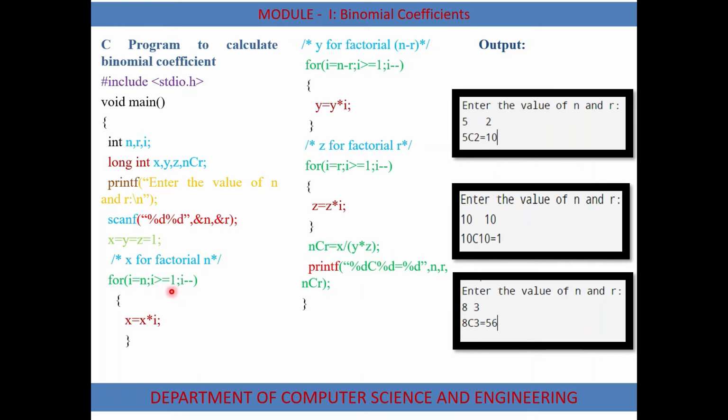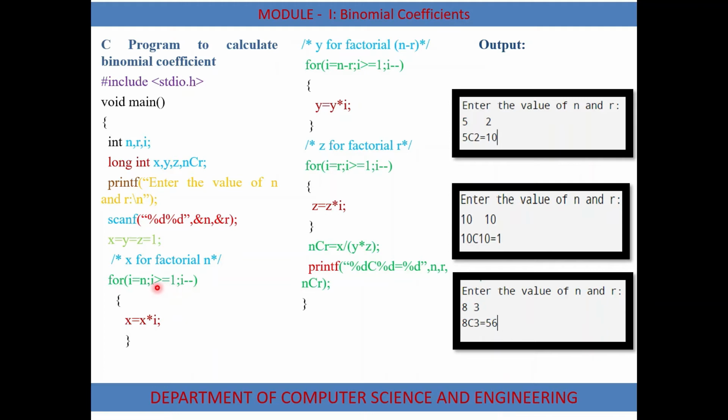Now check the condition. Is 2 greater than or equal to 1? Yes. Perform this operation. X is equal to x into I. The value of x is 60. So 60 into 2 is equal to 120. Now the value of x is equal to 120. Again decrement the value of I by 1. That is I is equal to I minus 1. That is 2 minus 1 is equal to 1.